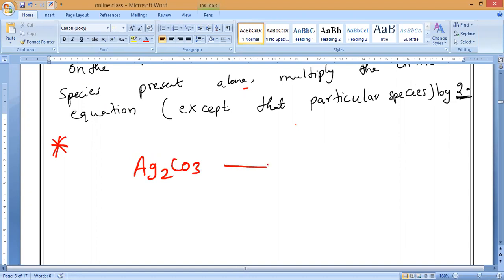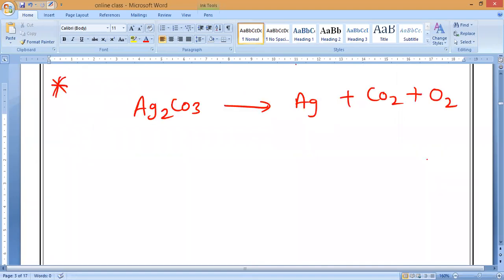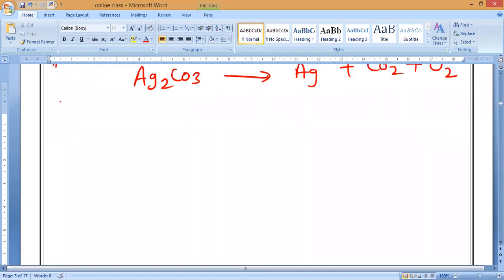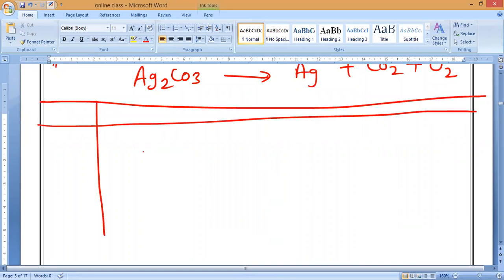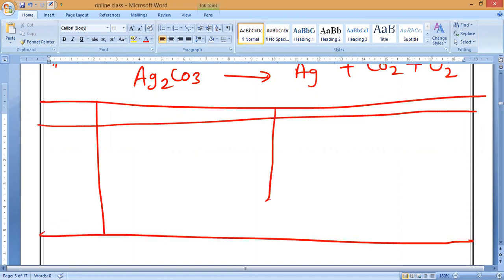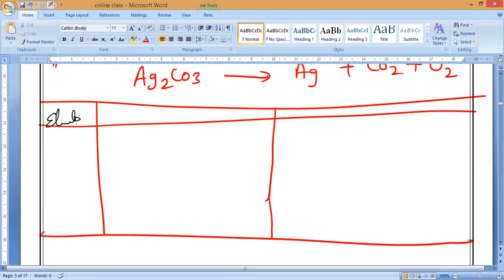Ag2CO3 will give you Ag plus CO2 plus O2. So now, try to balance it. Let me see. I'm giving you 1 minute. By this time, you have to understand how to solve. Already we did a lot of things. Apply the trick so that we can balance it in the mind itself. Sir, after CO2, what? O2.